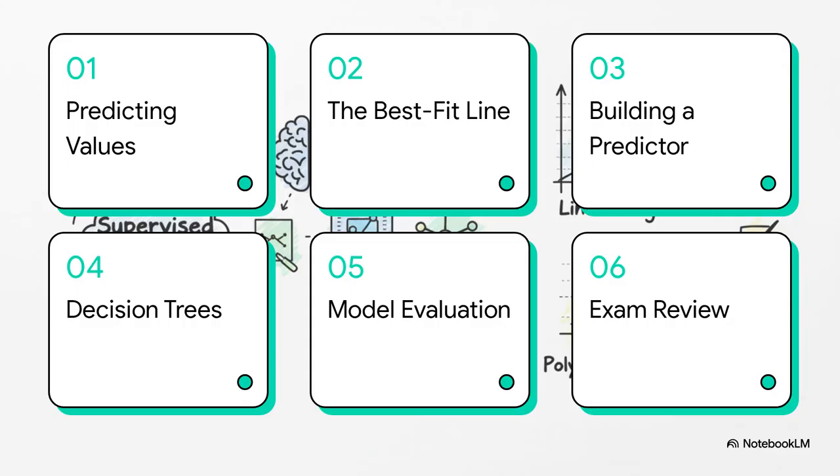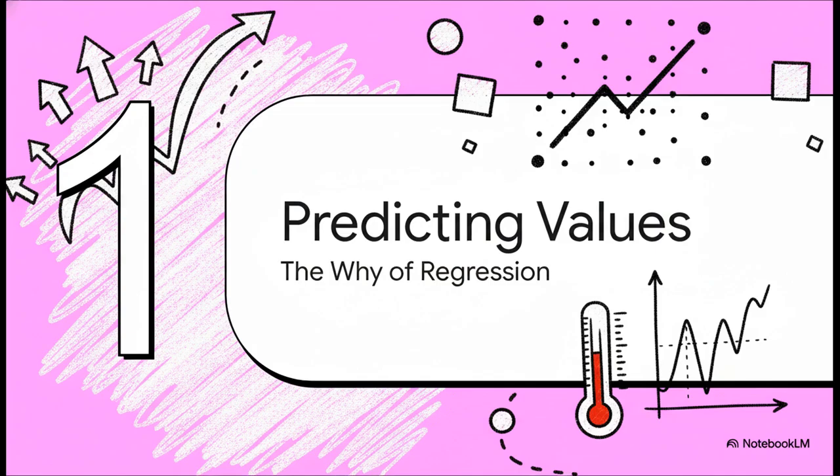All right, so here's our game plan. We're going to start with the why we even use regression in the first place. Then we'll roll up our sleeves and actually build a price predictor using the classic California housing data. After that, we'll check out a really cool alternative called decision trees. Learn how to tell if our models are any good, and then we'll wrap it all up with a super fast review to make sure it all sticks. Let's do this.